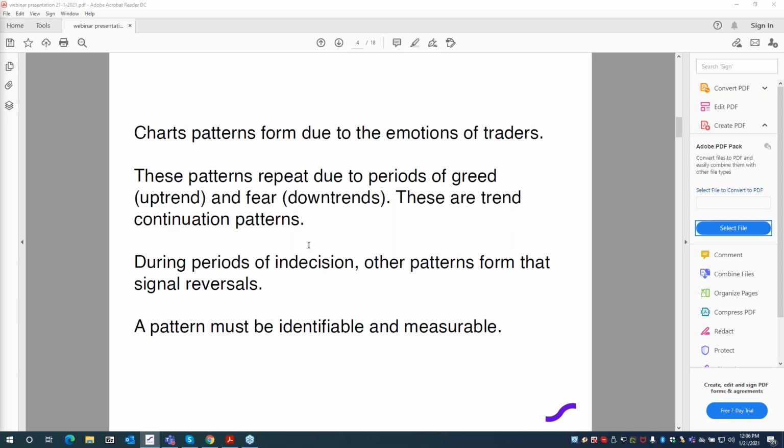So these patterns repeat due to the periods of greed, uptrend, and fear, downtrends. So demand and supply again, guys: when there's a high demand for something, it'll uptrend. If there's a low demand for something, it'll be downtrending. These are trend continuation patterns, which we're going to follow through with, the first type of chart pattern reading, also known as price action movement for some people.